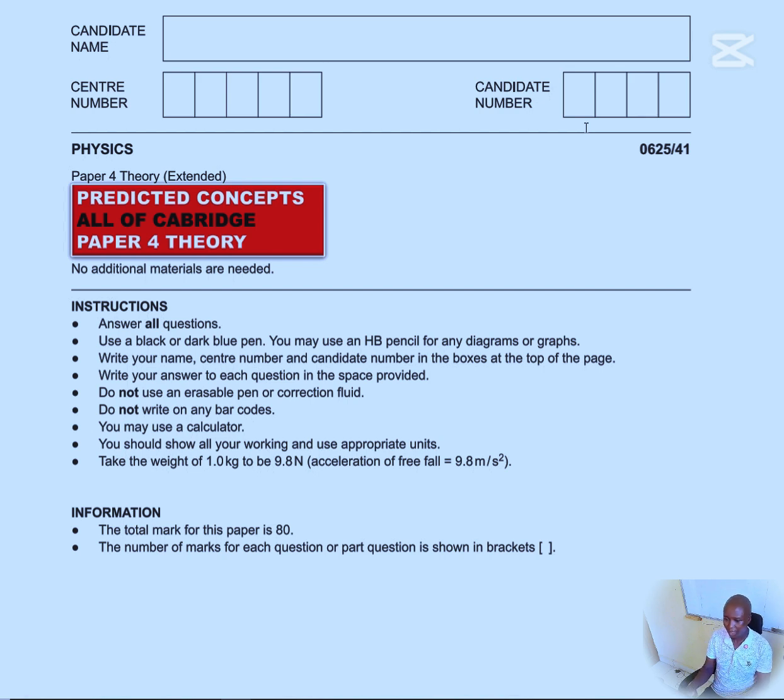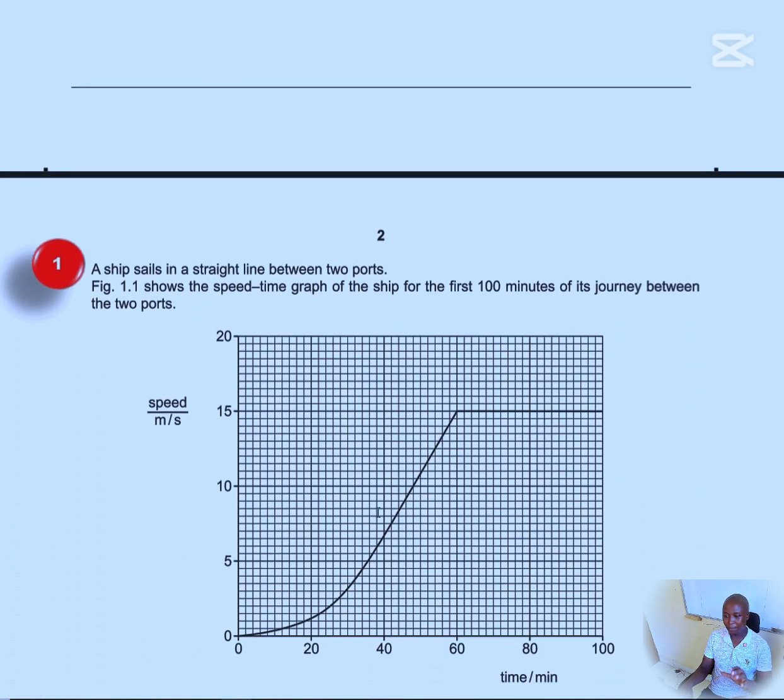Something you need to understand is that this paper is usually about 80 marks, and it is a theory and structured question paper, whereby you really need to understand the concept, and then you are expected to apply the concept. So you need to show your steps. It will involve calculations, it will involve description, and it will involve how you are going to approach it.